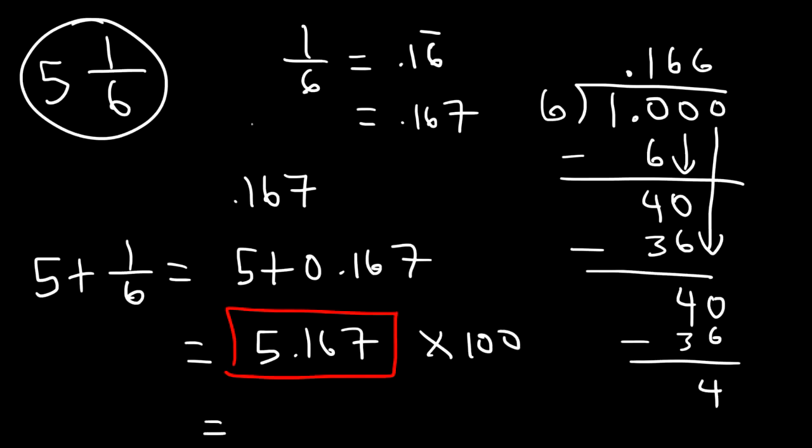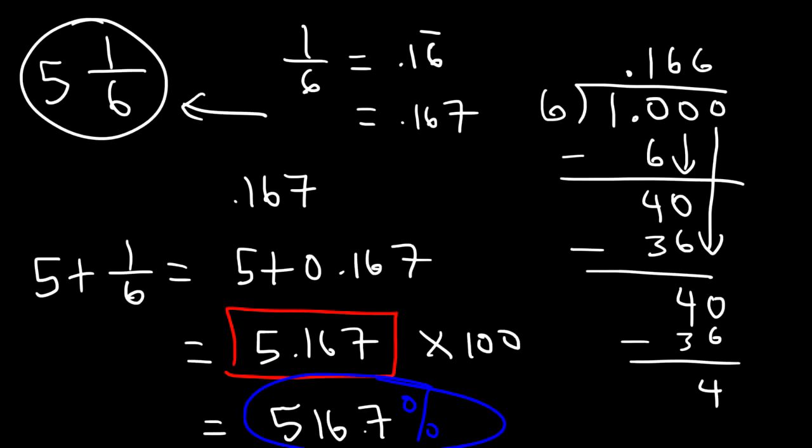So therefore this fraction is equal to 516.7%. Or if you want the exact answer, it's 516.666 repeated. Or you could just round it like this. So that's how you can convert a mixed fraction into a percentage.